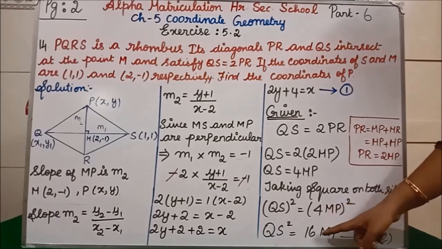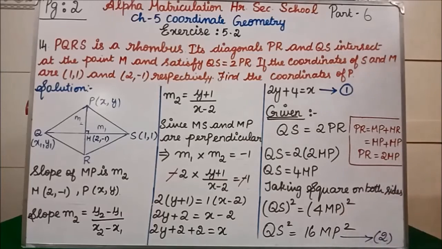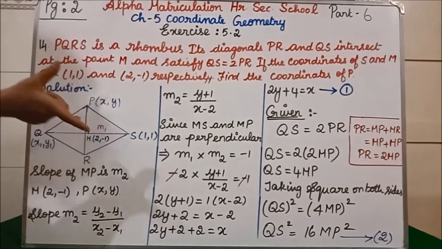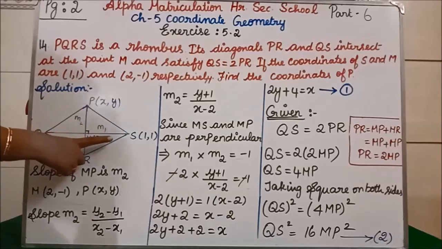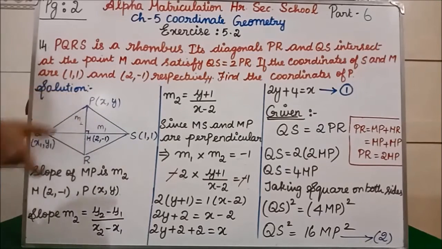The square is applicable for both the 4 and the MP. Here 4 if you square we are getting 16, and MP if you square we are getting MP square. Already we are having one equation, equation 1. Now consider this as equation 2. Clear students? Now what have we got in equation 2? The QS square length is equal to 16 into MP square. Length itself means what? Distance. So now we have to find the distance between Q and S and the distance MP square. After finding them, we have to substitute the values in equation 2. That we will see on page number 3.